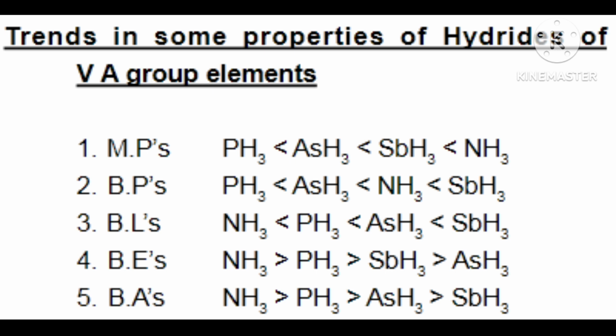Now, the boiling point of these hydrides. First, ammonia, NH3, the nitrogen hydride. Its boiling point is 238.5 Kelvin.